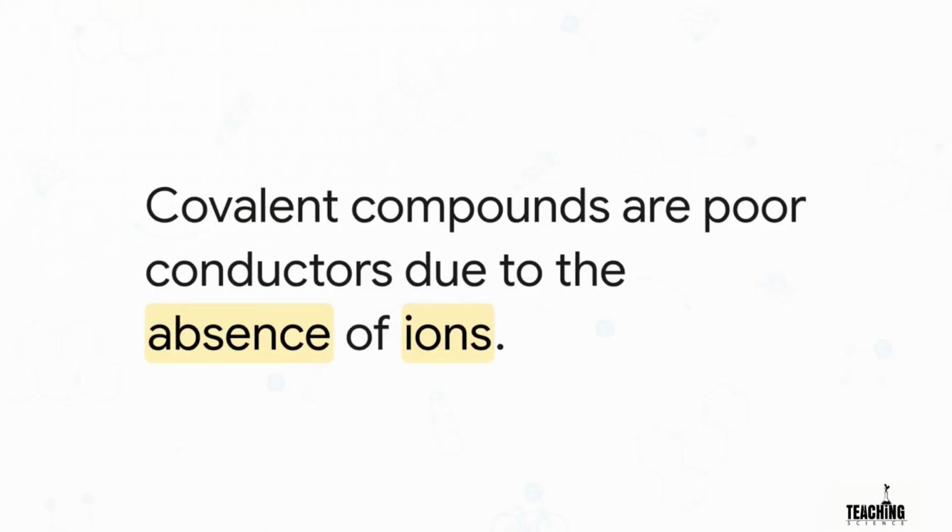Exam tip time. Pay very close attention to this because it's a huge common mistake. If the board asks you why covalent compounds are generally poor conductors of electricity, do not just say because they share electrons. The examiners are looking for a very specific phrase. You must explicitly write that it is due to the absence of ions. See, because the electrons are totally locked up in those shared bonds, there are no free charged particles, no free ions, floating around to carry an electric current. Write absence of ions, and you will secure those marks for sure.